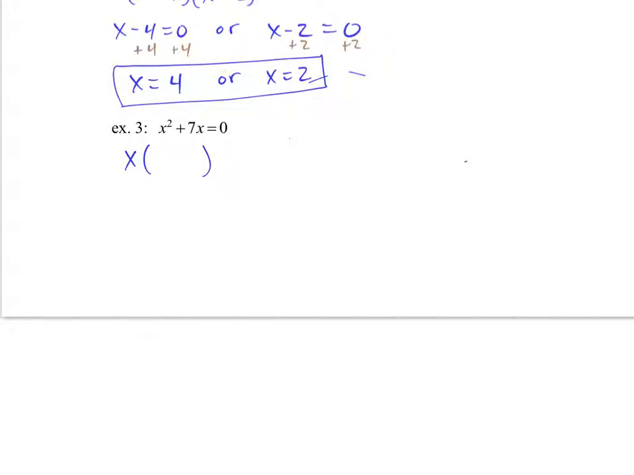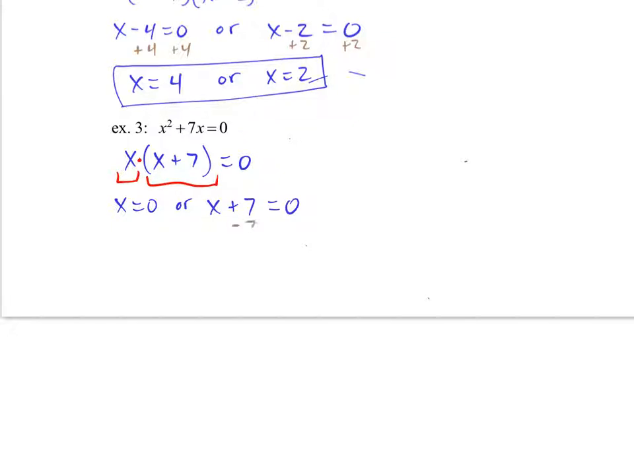When I pull an x out of that first one, x squared, take out an x, I'm left with x. Then I have plus 7x, take out the x, plus 7. So now we have two different parts there. We have this part and we have this part. They're multiplied by each other, so we know one of them has to be 0. Perfect. So either x equals 0, that one's kind of done for us, or x plus 7 equals 0.